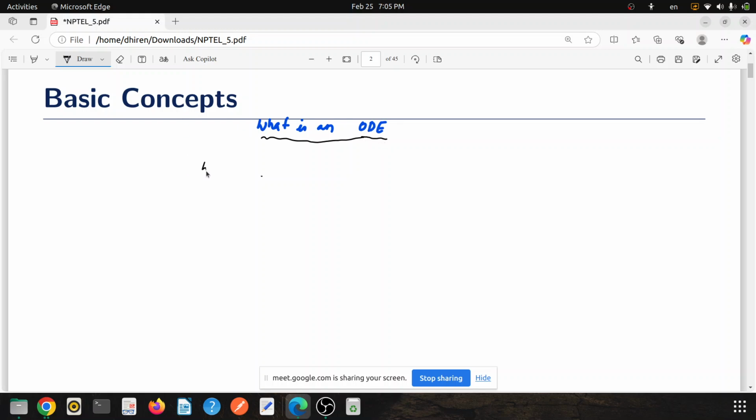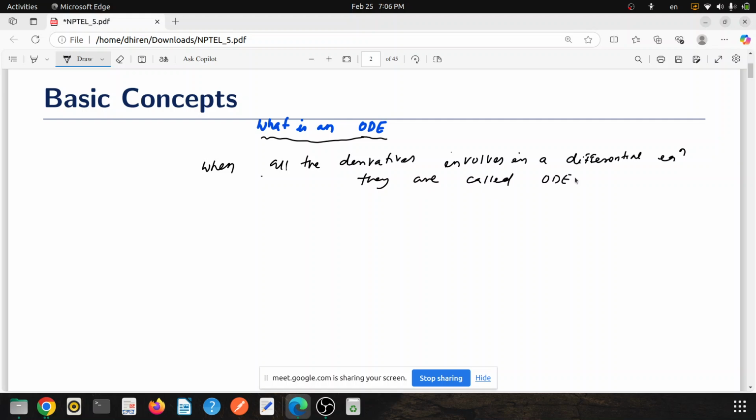So as we know that when all the derivatives involved in a differential equation are ordinary derivatives, these differential equations are called ordinary differential equations. So we can give an example like d square y by dx square plus dy by dx plus y equal to 0.